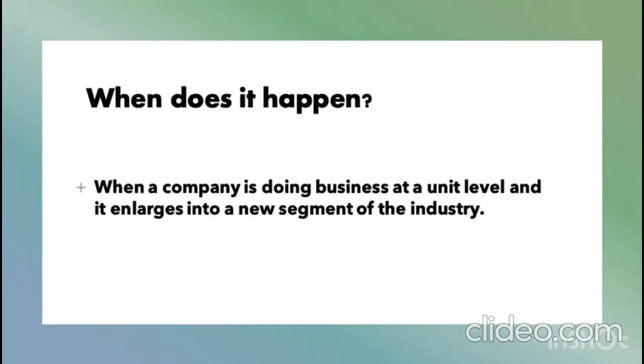When does it happen? When a company is doing business at a unit level and it enlarges into a new segment of the industry. The diversified company reaches a different scope in the business and reaches a corporate level. It is pursued to increase cost effectiveness with more sales. Within the levels of diversification, there are low, medium, and high levels.